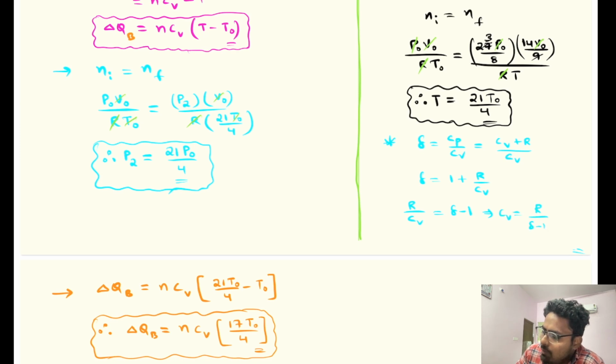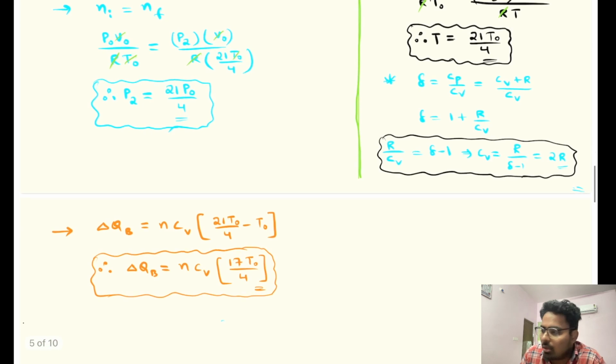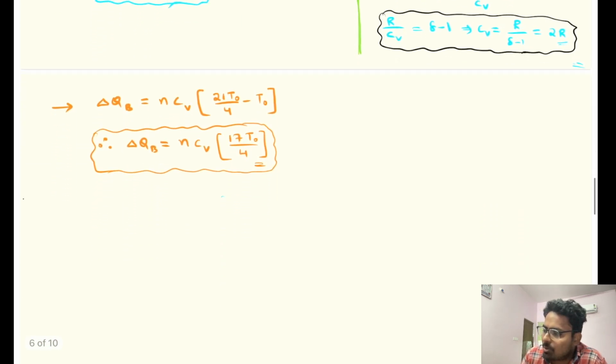But gamma is 1.5. So 1.5 minus 1 is 0.5, and R by 0.5 is 2R. So the Cv value I got is 2R. This is also an important result that we have derived. Fine, so let me substitute over here.